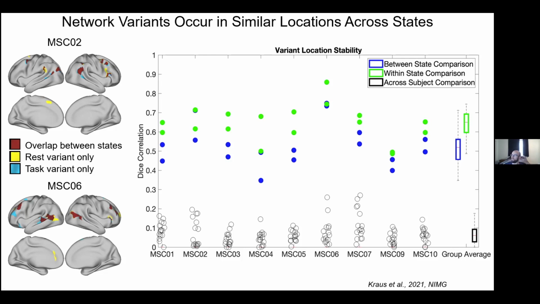As you can see here, we have some within state comparisons. Essentially what we do is we have split halves of the data. So we split the rest and task in half. One of these green dots here will represent rest to rest correlations.